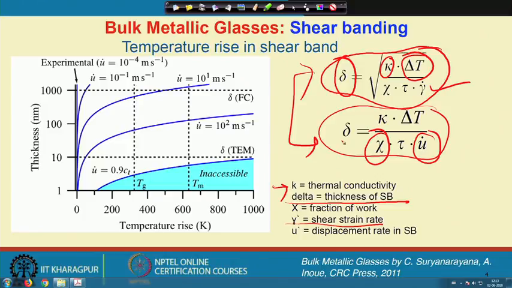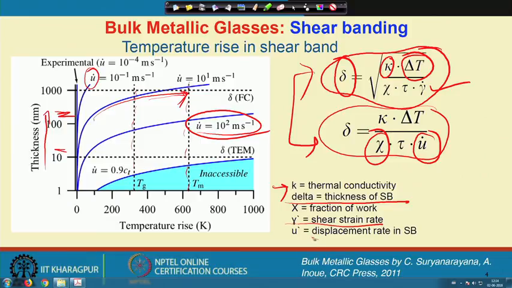So, people had a look that if we have a very high displacement rate in the shear band, then the thickness of the shear band, which is in the order of let us say 10 nanometer to 100 nanometer length scale, or the heat diffusive zone, and then we can increase the temperature even somewhat up to glass transition temperature, or we can even reach up to near the Tm.